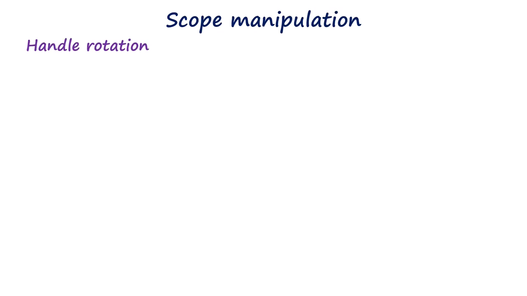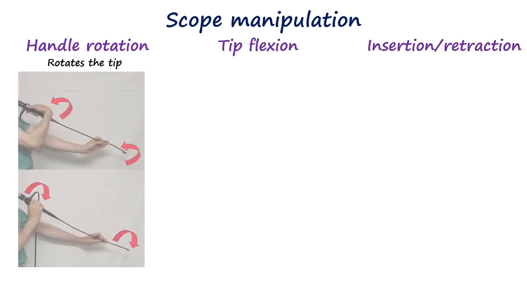To successfully intubate with a fibroscope, you need to be familiar with the basic scope movements. The good news is that there are only three main movements: handle rotation, tip flexion, and cord insertion or retraction. Handle rotation means rotating the handle to rotate the tip, which is mainly achieved by flexing and extending the wrist.